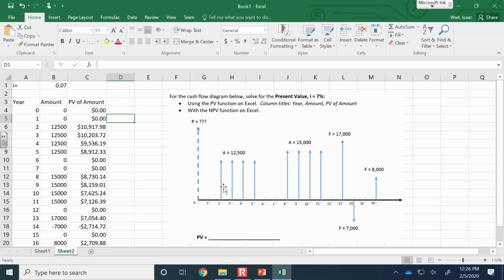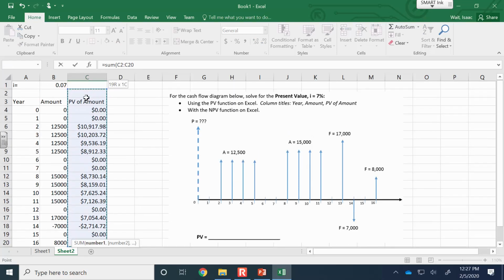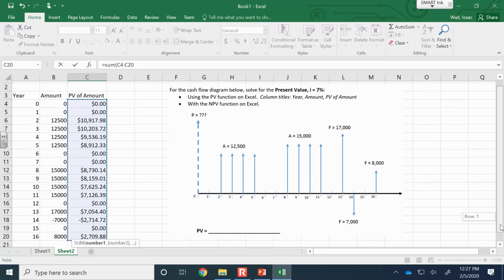All right, so what we want to do now is add all these together, because what it's saying is if you're moving this 12,500 to year 0, it's worth 10,917. This 12,500, since it's further into the future, it's not worth as much in today's terms. We want to know the sum total of all of them. So I'm going to just add it up. I'm going to call this sum, and then equals sum, and then highlight the entire range of amounts.